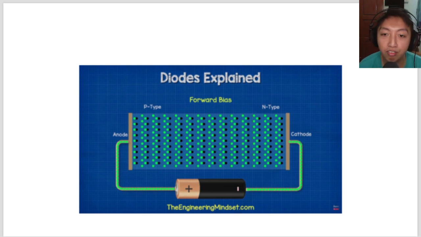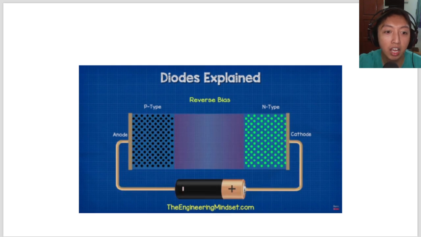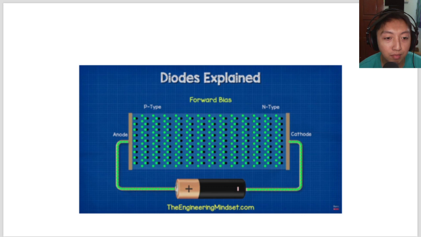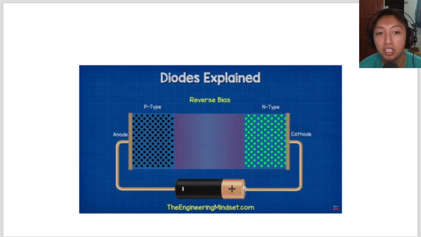So we call this a forward bias. Meaning to say, because of the voltage, there's a forward bias, it's going to go forward in one direction. Now, if we try to take this battery and turn it the other way, what happens is you actually make the barrier or the depletion zone bigger. Because what happens?